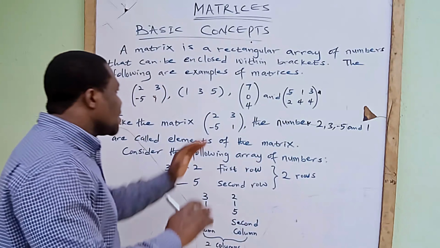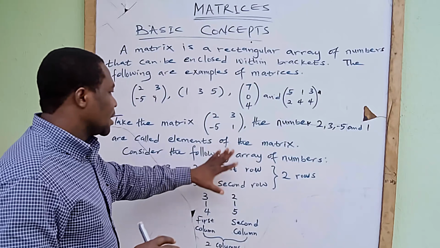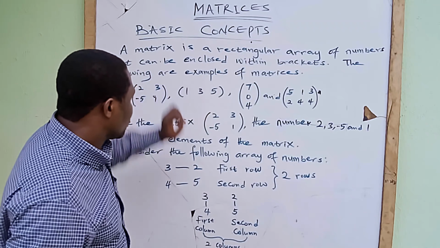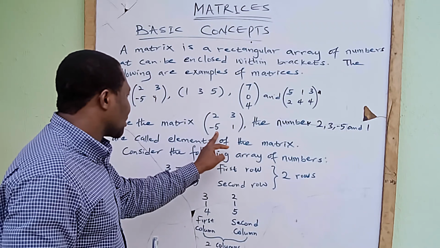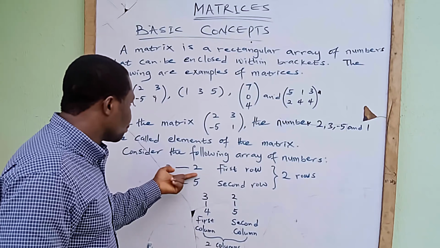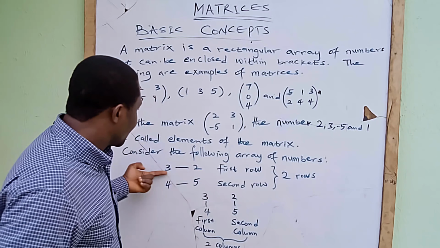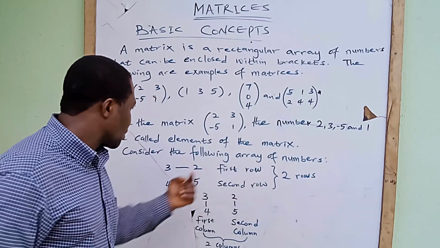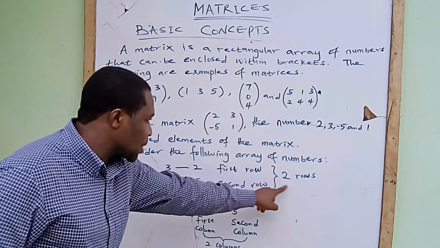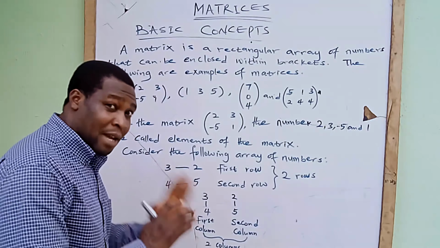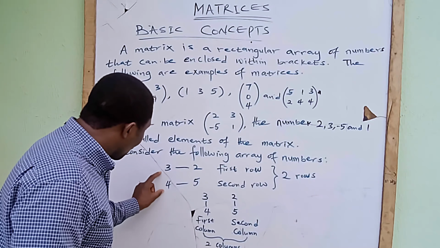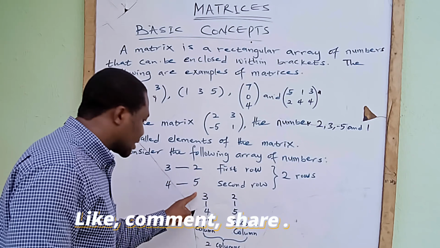Then, let's consider the following array of numbers. Let's look at this 2, this 3, this minus 5, this 1. So for instance now, if I take 3, 2, these are in the first row. 4, 5, second row. That means there are 2 rows here, 2 rows in this type of matrix. And 3, 4, this is the first column and this is the second column.